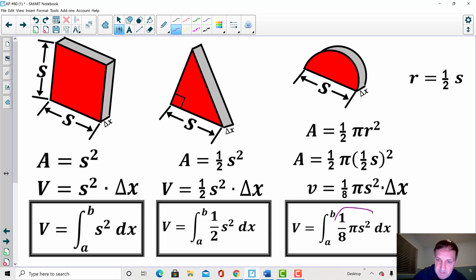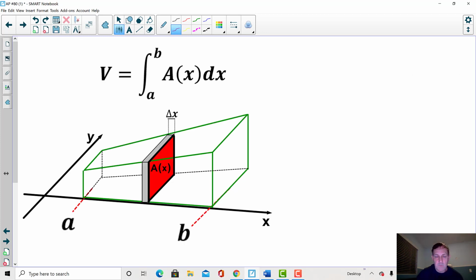Some people just memorize it. For a square, it's just 1 times s squared. For half a square, it's just 1/2 and then s squared. And then for a semicircle, it's 1/8. But it does have a pi s squared.